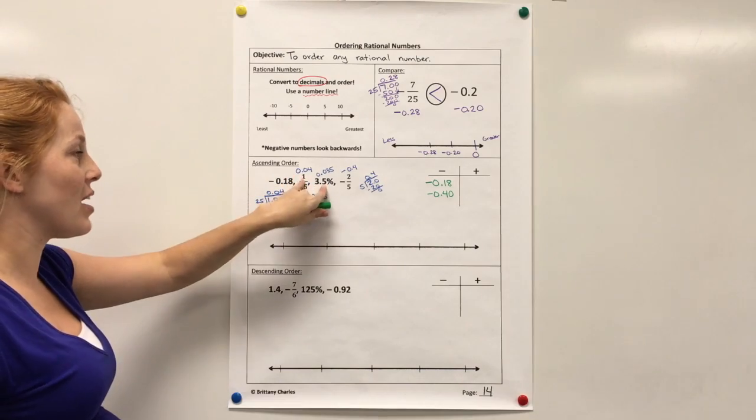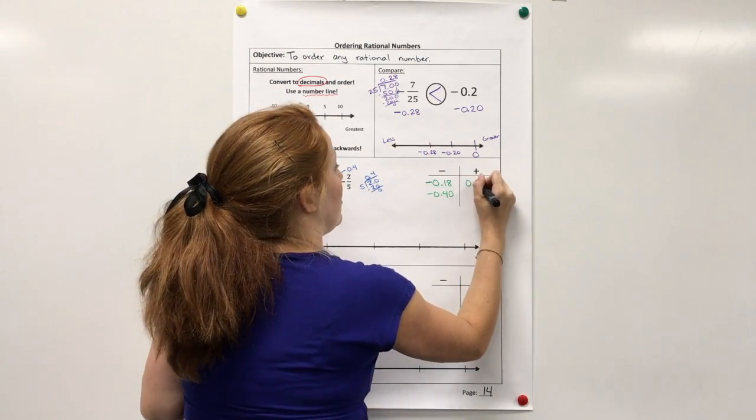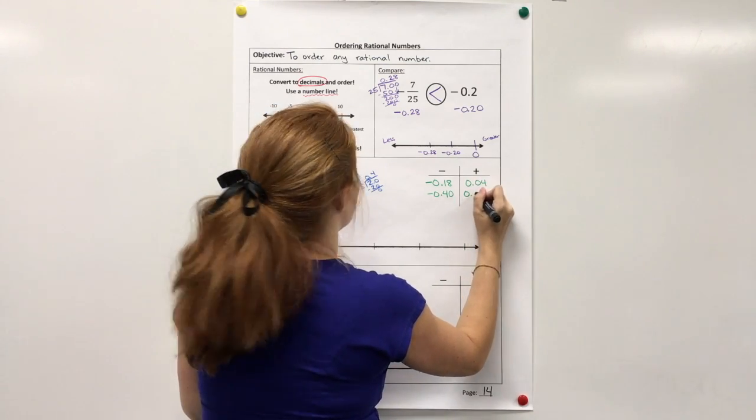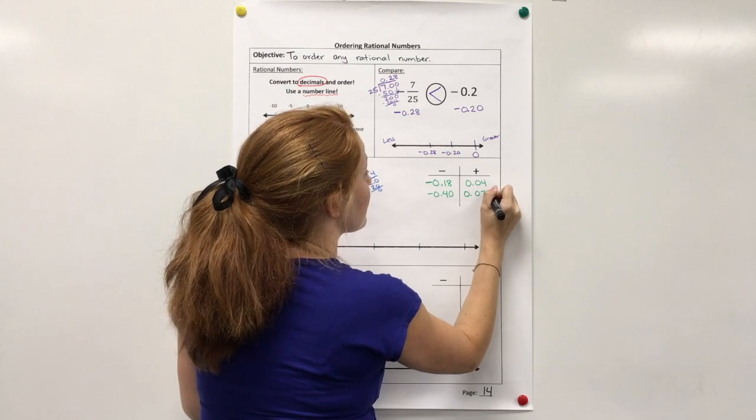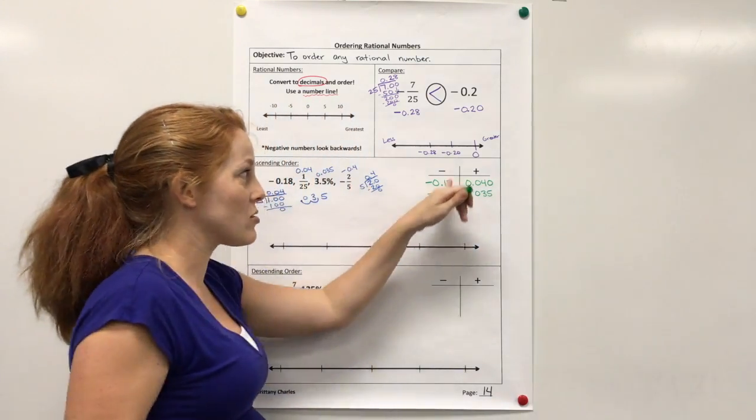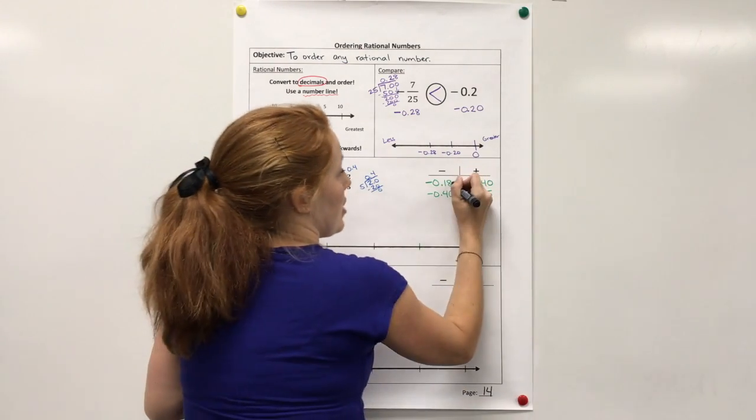Okay, now I'm gonna put my positive numbers on the positive side. 400ths and 35 thousandths. Again, this has 3 digits, so I want to add a 0 here. Now, I can also add a 0 to both of these so that they all have 3 digits if I want to.